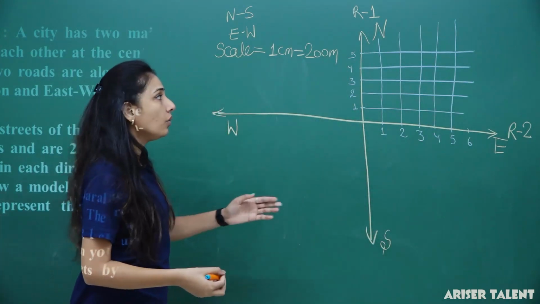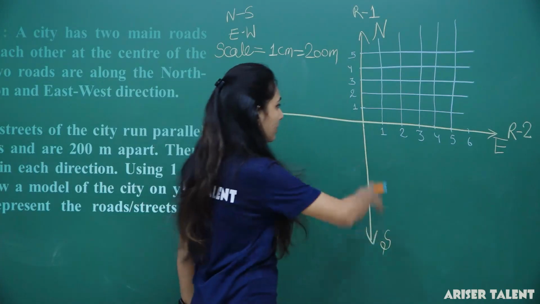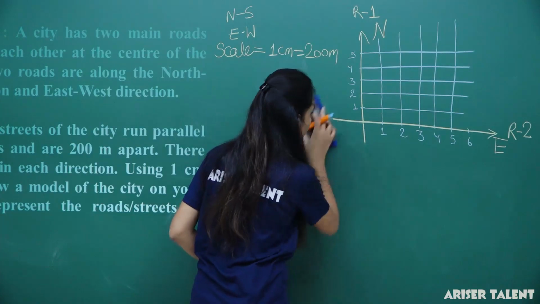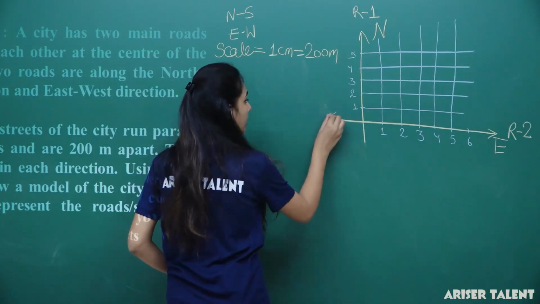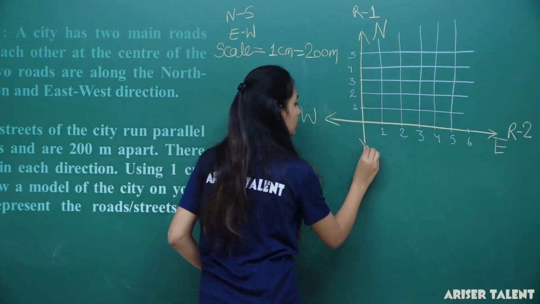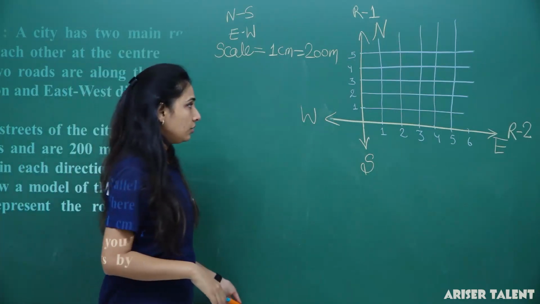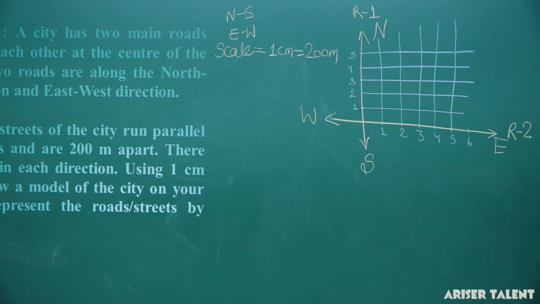So that is how you can say the city plan is made, and you can keep it short. Then you mark east, west and north, south. Okay. So this will be your answer. Note it, and we'll move toward the next question.